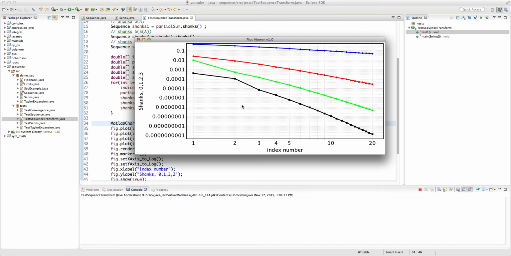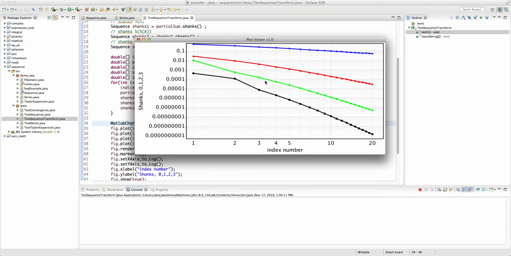So as we can see, the blue one is the original sequence, and after 20 terms the error is still pretty big, right? It's between 0.1 and 0.01. So it has a very slow converging rate. And then the first shanks suddenly reduces the error by more than 1 order of magnitude. After 20 terms, the error already has like 3 digits accuracy instead of not even 1 decimal accuracy, right?